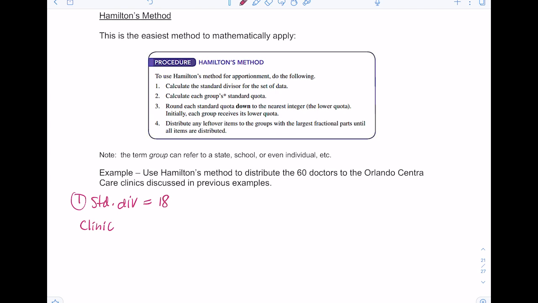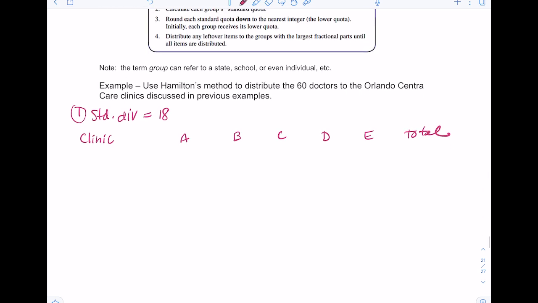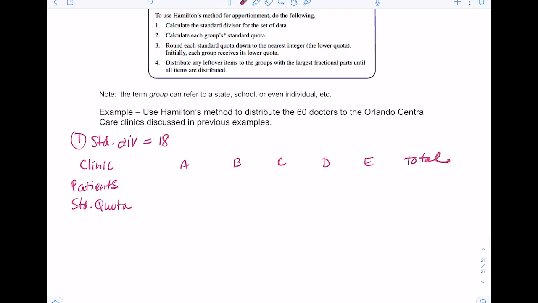So I'm going to have clinic, and my clinics are A, B, C, D, E, and then we'll have a column for total. Under clinic, we're going to have patients, the number of patients each clinic serves. We're going to have our standard quota, and underneath that we're going to need the lower quota. For Hamilton's method, we're going to round each standard quota down, okay? And that is the lower quota.